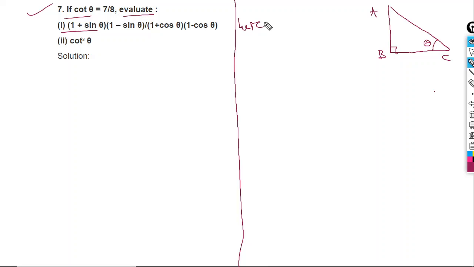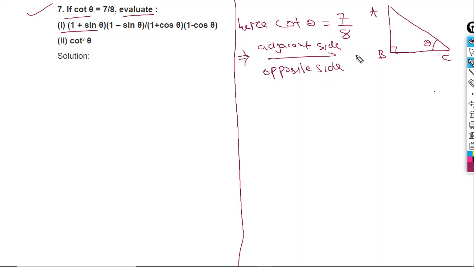So here cot theta equal to 7 by 8 implies, you know cot theta is the adjacent of angle theta divided by the opposite of angle theta. So adjacent side divided by opposite side is equal to 7 by 8. Who is the adjacent of theta? BC, and the opposite of theta is AB. So we can write BC by AB.